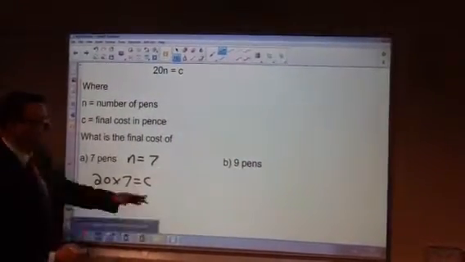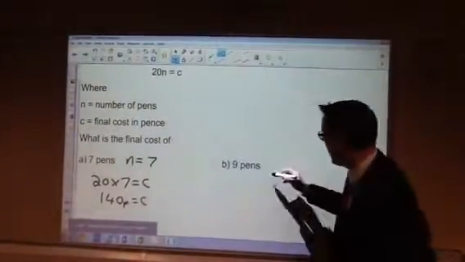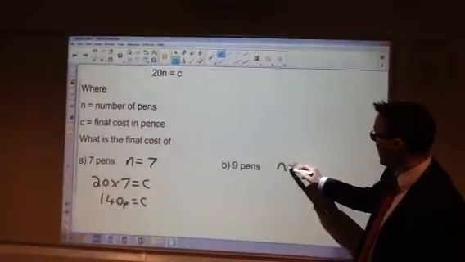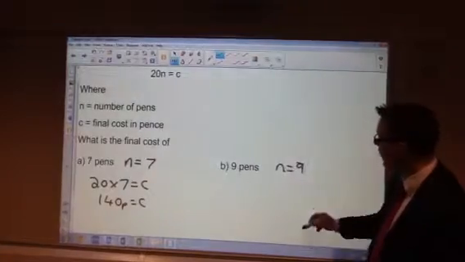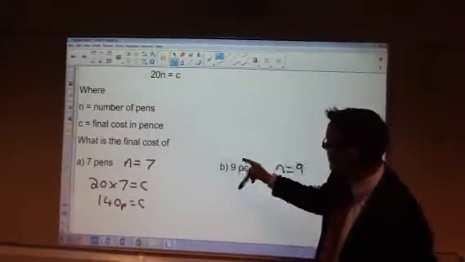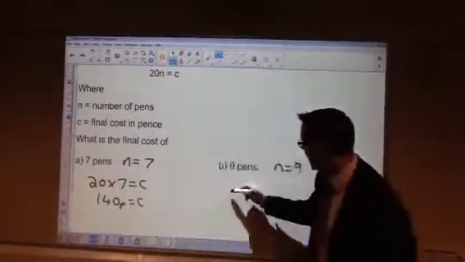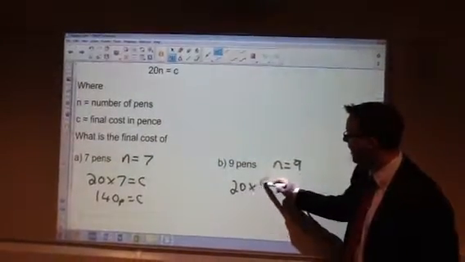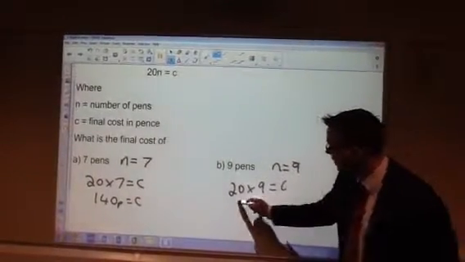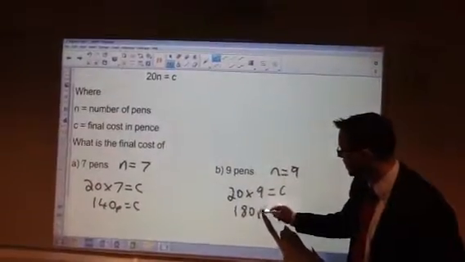And of course, if we get a different number of pens now, n just changes. So n is no longer 7, n is now 9. I almost wrote 7 again. So instead of doing 20 times n, or 20 times 7, I'm doing 20 times 9 to get me c, and of course 20 times 9 is 180 pence.